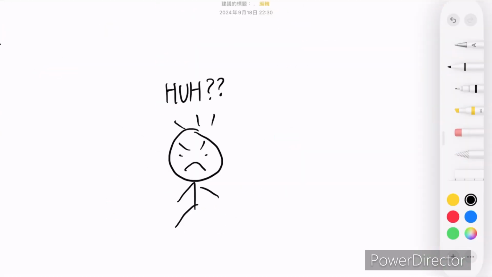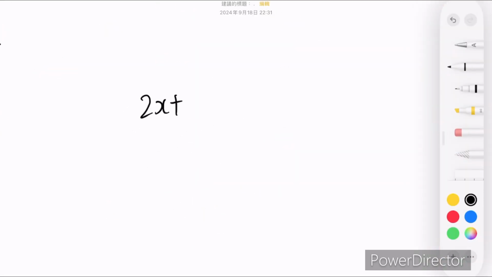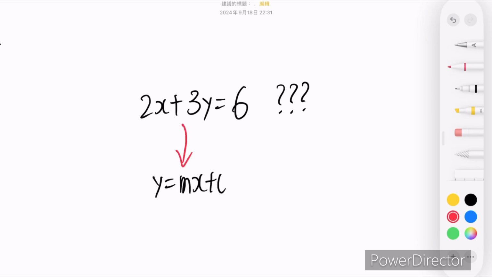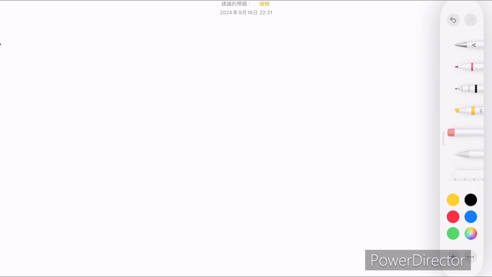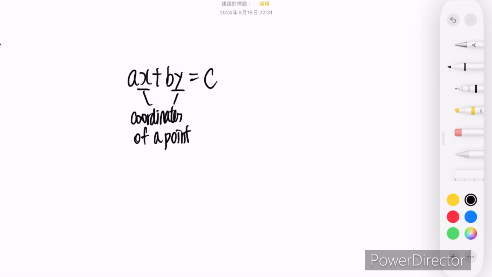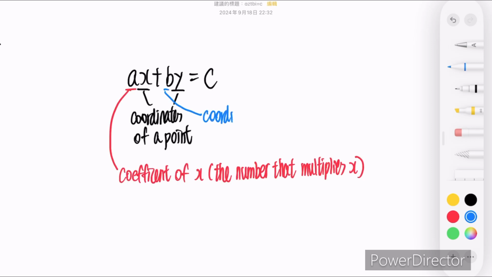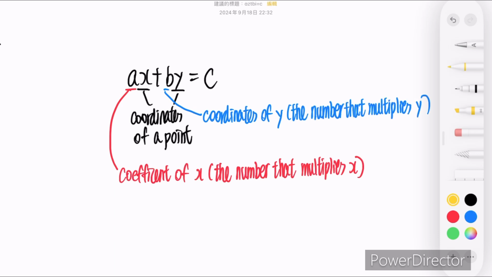But sometimes odd things happen, just like our life. What if the question gives us something like this, which doesn't match with the general linear equation? At this point, we will have to use a slightly different one then. ax plus by equals c. Well, x and y are still variables. a is the coefficient of x, which is the number that x is multiplied by. b is the coefficient of y, which is the number that y is multiplied by.